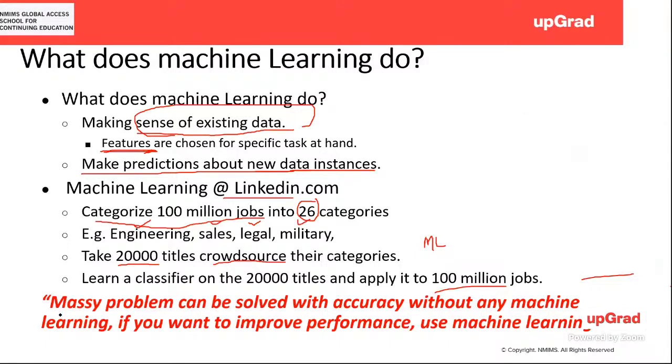Right. Okay. So you can see a messy problem can be solved with accuracy without any machine learning, right? If you want to improve the performance, then you use machine learning, because over a period of time, when the machine learning model gets retrained on a new data set, it will improve the performance day by day, right? Then you don't need to change your logic, because your machine learning model can be retrained periodically, every 15 days, every week, or every day.